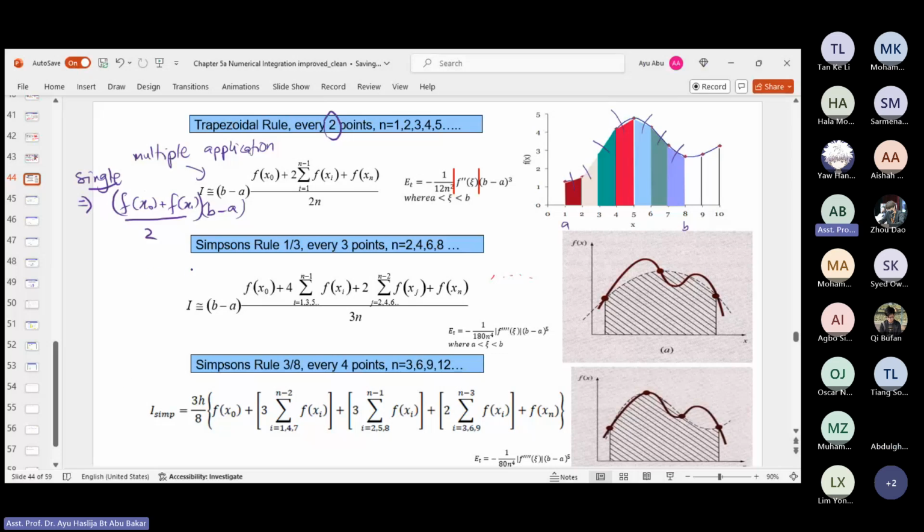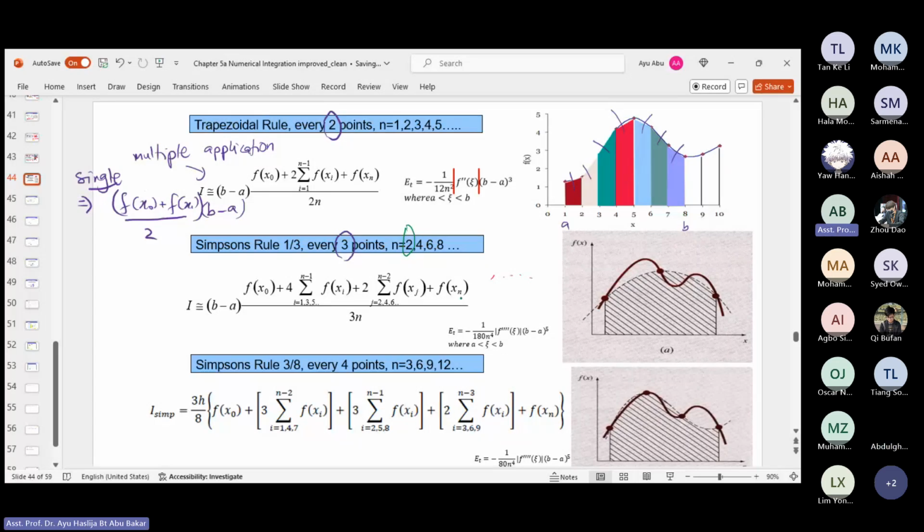Okay, so we proceed to Simpson's rule. Here it mentions every 3 points. As we have learned earlier, for Simpson's rule the minimum is n equals 2, so minimum 3 points. If you have 4, 6, 8, it usually works with even orders.